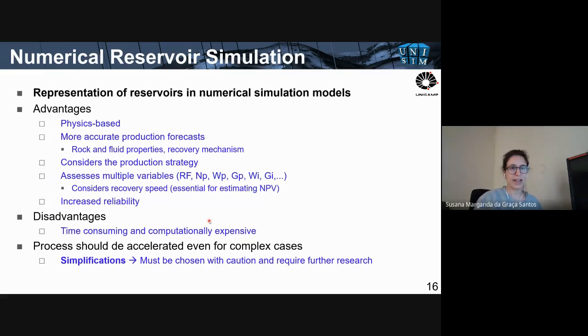They are not an exact description of my problem, but it's the best I can get with today's computational infrastructure and human resources we have. So simplifications are required, but we need to choose them with caution. And this is also a focus of research, because when we are simplifying something in the problem, we need to make sure that it's not affecting our decisions and the accuracy of our forecasts.